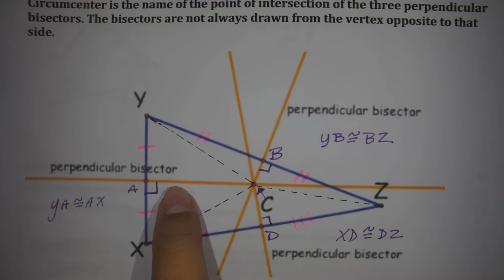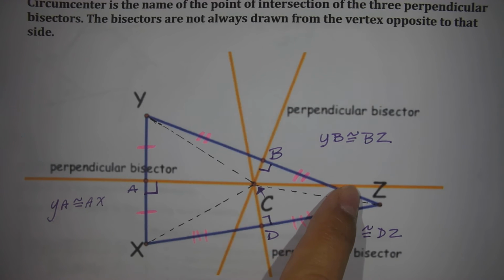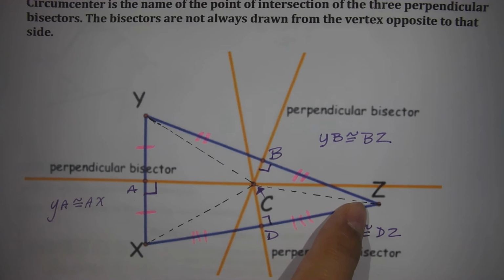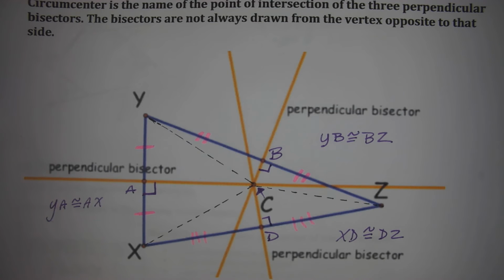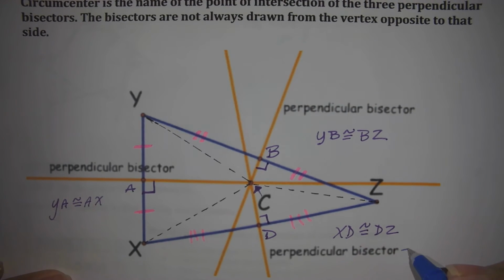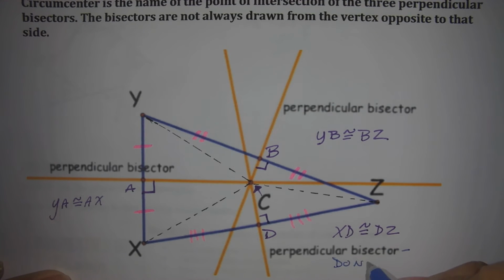Notice that these perpendicular bisectors do not bisect the angles. So make sure you add that as a note. Do not bisect the angles.